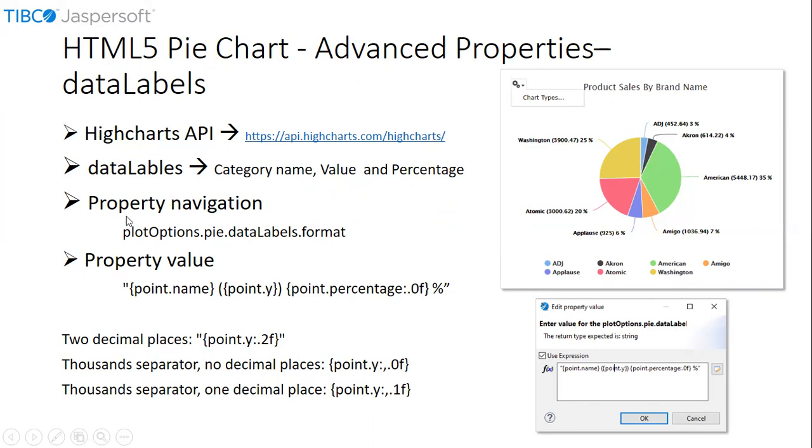So these are basically advanced properties which are not directly available on the chart component in the studio. So we have to get these properties from the API. So let us see how we can get these labels on the pie charts.